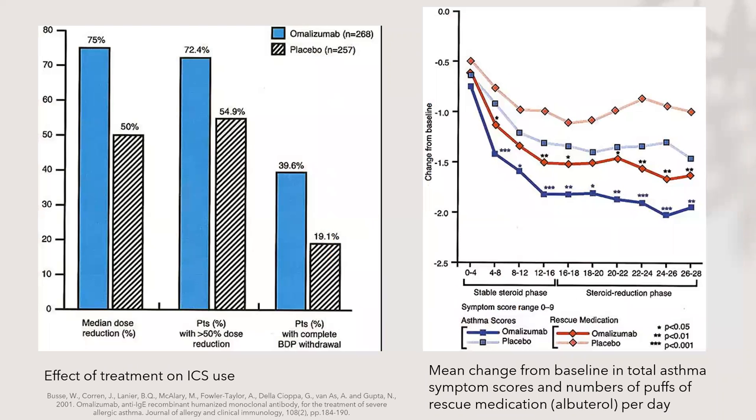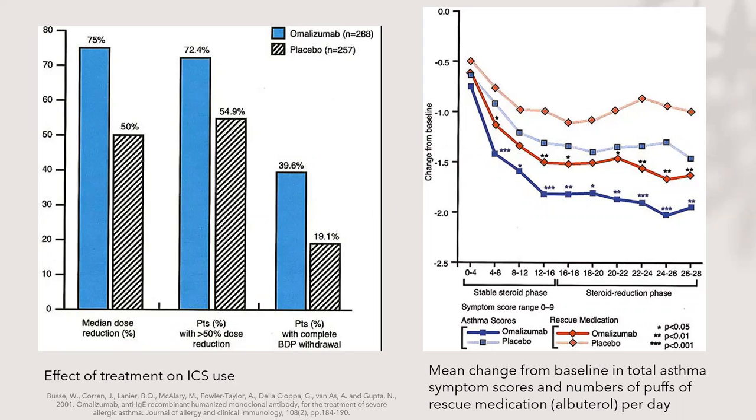You can see here that in patients with inhaled corticosteroid use, there's a reduction compared to placebo, 75 versus 50%. And then also in your patient's mean asthma symptom scores and the number of rescue puffs they use for albuterol every day, there was a significant difference between the placebo and omalizumab groups. So of course we know it has good efficacy.